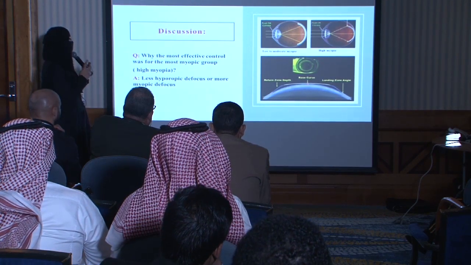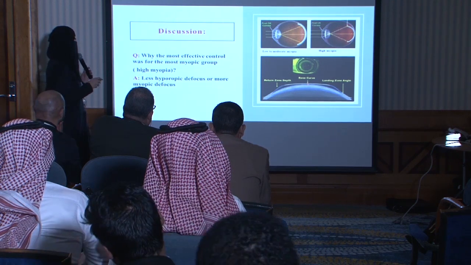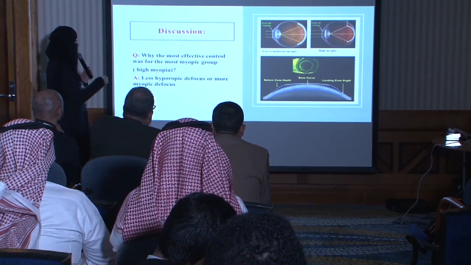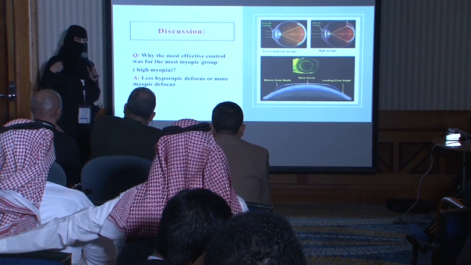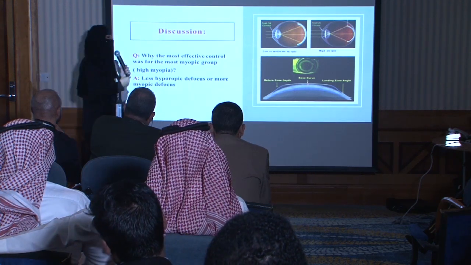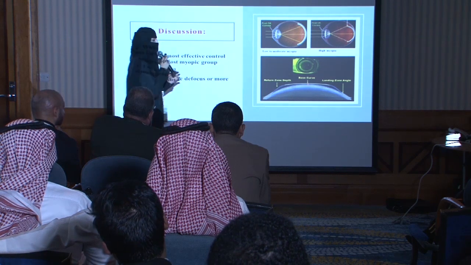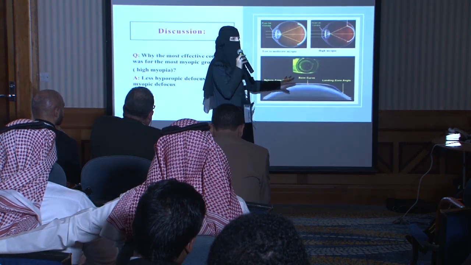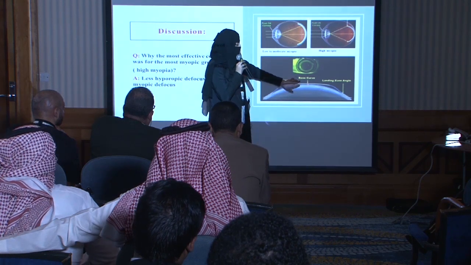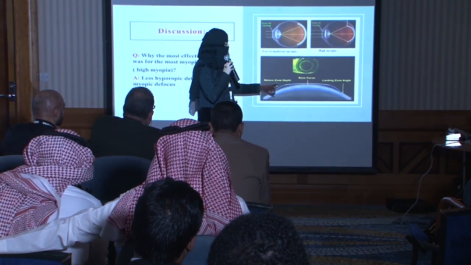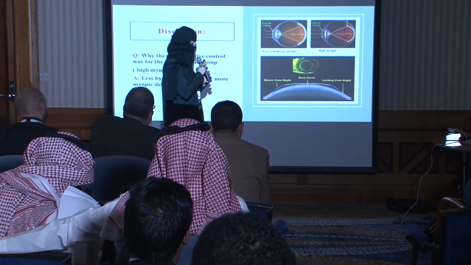So here, why was the most effective control for most myopia, which is the question I answered before. Why? Let's review some important parts in the orthokeratology lenses. There are three parts: the base curve, the return zone, and the landing zone.